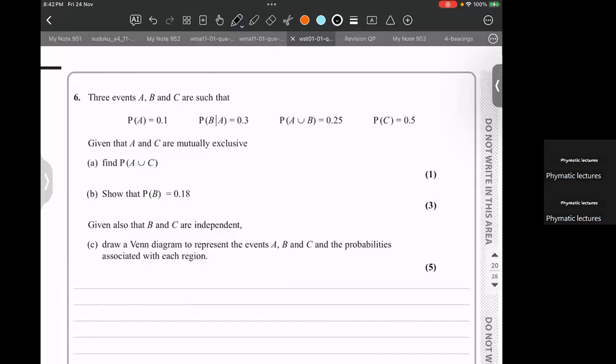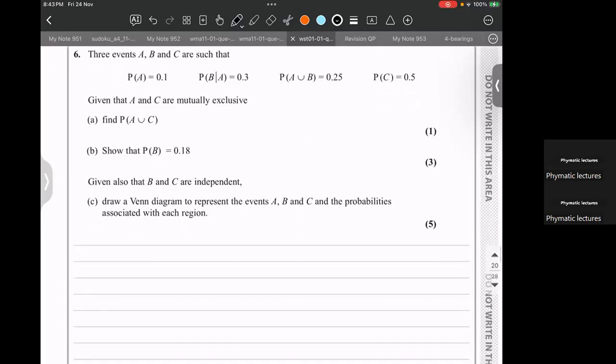Question number 6. Again, a question related with the probability. 3 events we have, A, B, and C. Probability of A is given 0.1. Probability of B given A is 0.3. It's a conditional probability. Probability of A union B is 0.25. Probability of C is 0.5. Given that A and C are mutually exclusive. Probability of A union C. That is the first question.